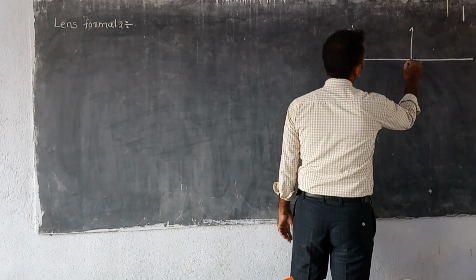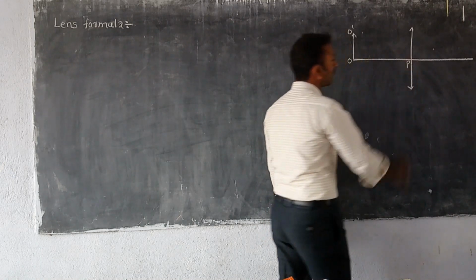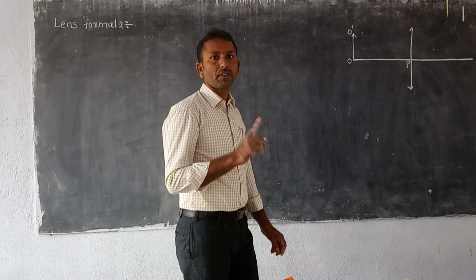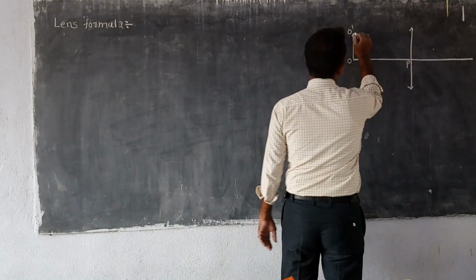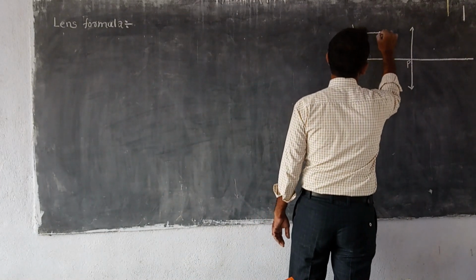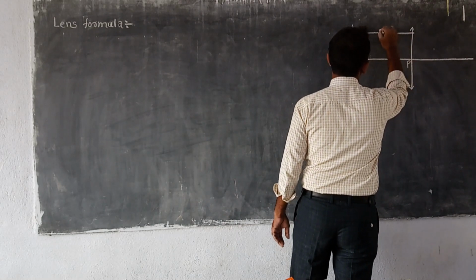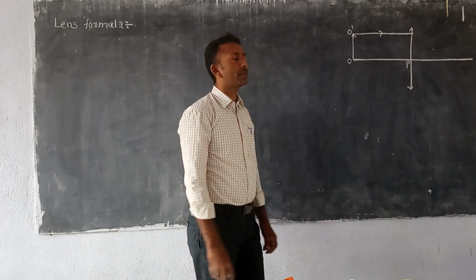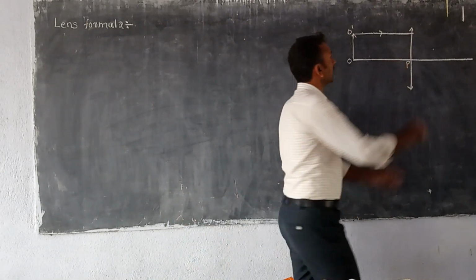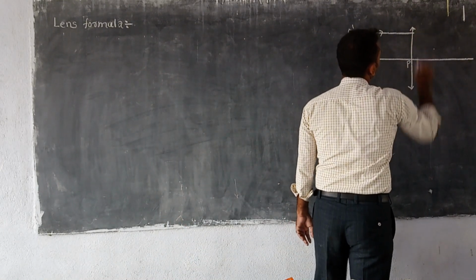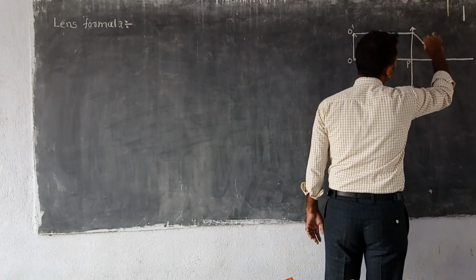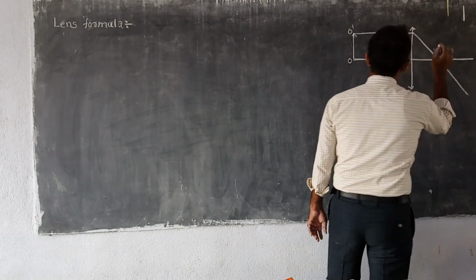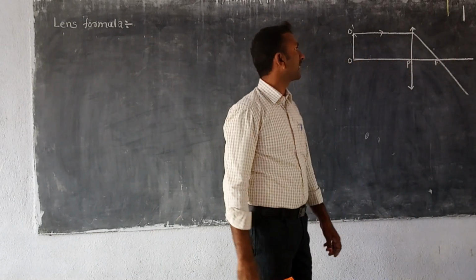Now we are drawing here. This one is the center of the lens. The first light ray is parallel to the principal axis. We know that if any light ray goes parallel to the principal axis, after being incident on the lens, it always goes through the focal point of the lens. And this one is the focal point of the lens.